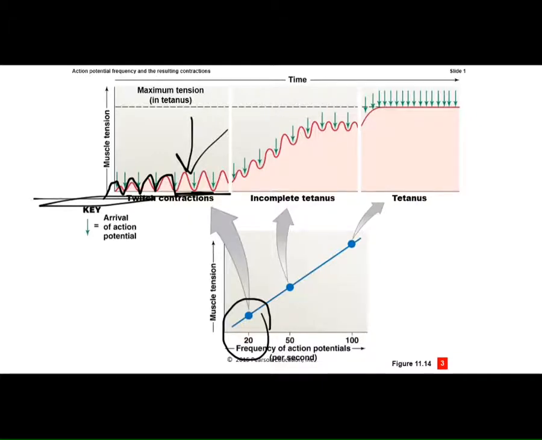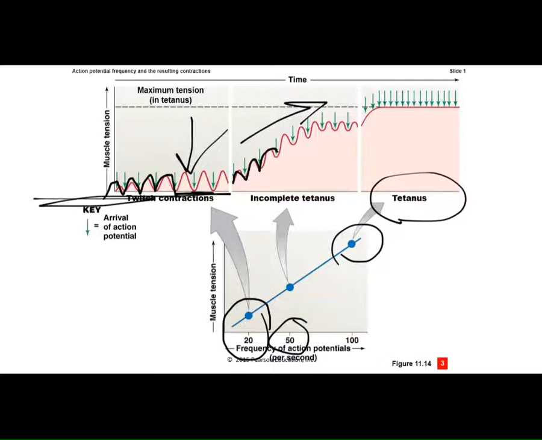If the signals are coming down at around 50 times per second, whoa, I cannot rest in between that. So I will have a little bit of a twitch and a little bit of a twitch, but notice how this is going up. There's never enough time in between the stimuli for the acetylcholine to be erased and for the effect to be brought back down to the resting. And then, if the signal's coming 100 or so times per second, I will reach what's called tetanus.